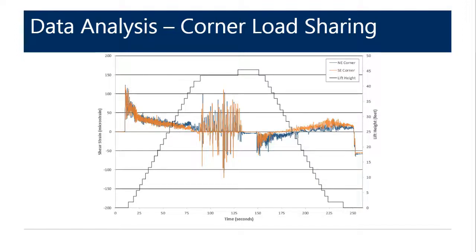And you can see that the trace in the northeast corner overlaps the southeast corner very well. Now, when there is a low load on the system, you can see that the orange and blue don't actually overlap perfectly in the lowering direction, but that is a function of, I think, the low load. But you can also see an example of good load sharing when the bridge is seated. Here you can see the orange and blue trace has nearly identical residual seating loads shown.